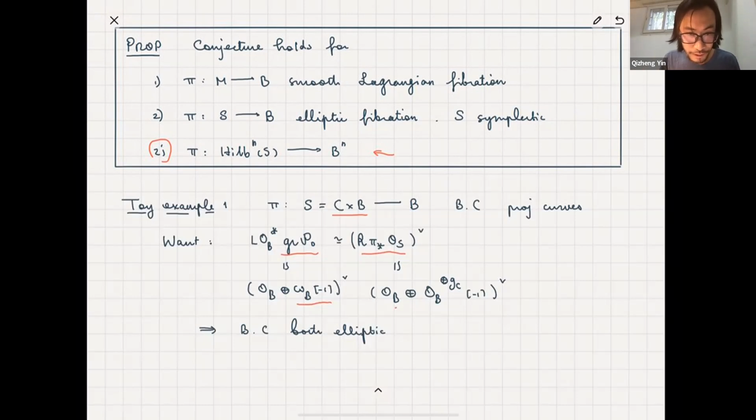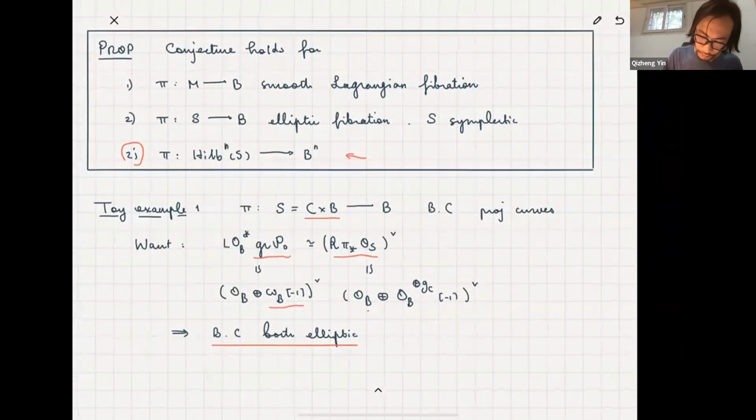But now you realize that for this conjecture to hold, even in this very simple setting, you have to force B and C to be both elliptic curves. And in particular, the product will be symplectic. So in this naive example, you already see that this phenomenon, this term-by-term matching, has to involve certain symplectic geometry.